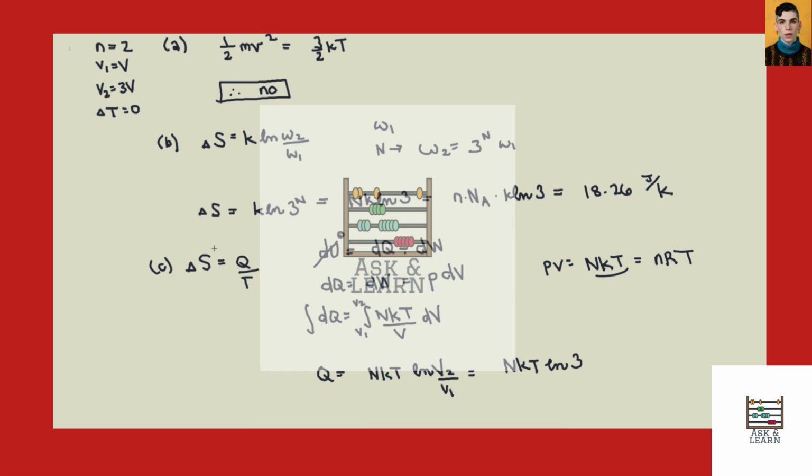So going back to our original equation, delta S equals Q over T, we can plug things in and find that delta S is equal to NkT over T ln of 3. The T's cancel out. And now if you'll notice, we have Nk ln of 3, which is exactly the same expression as we had in part B. So this also gives us a value for the change in entropy of 18.26 joules per Kelvin. Thanks, guys. I hope this helped.